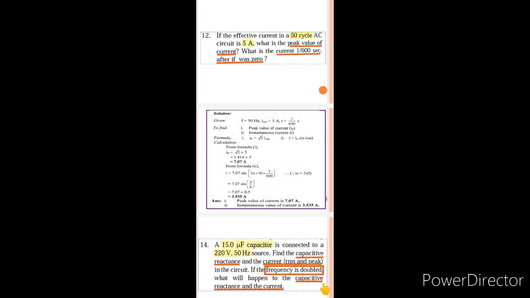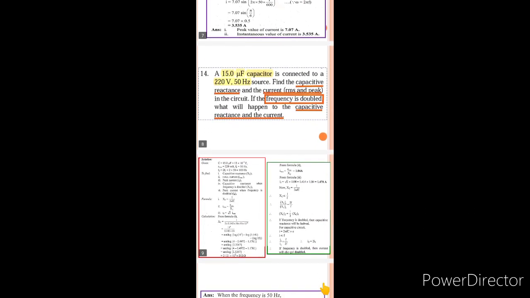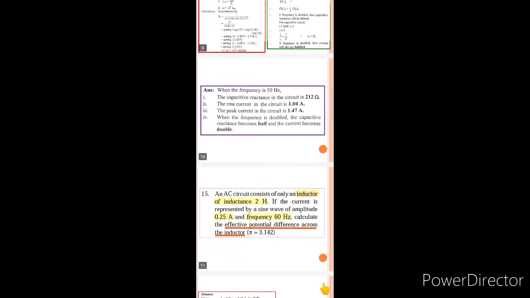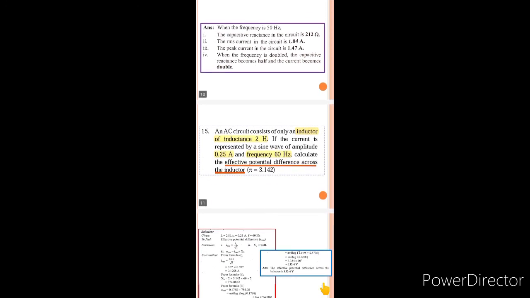So here we have discussed the unsolved numericals from the textbook, question number 12, question number 14, and question number 15 with their solutions.